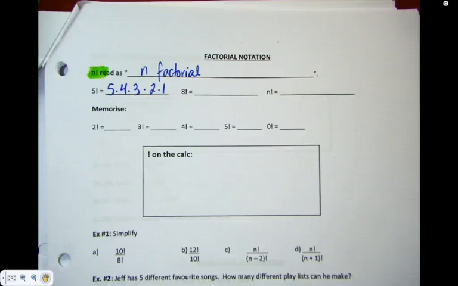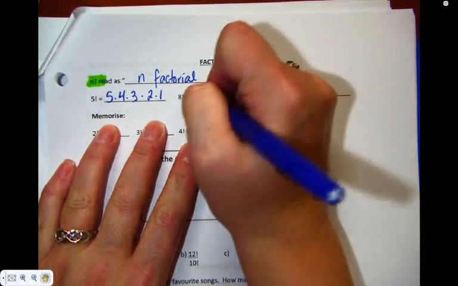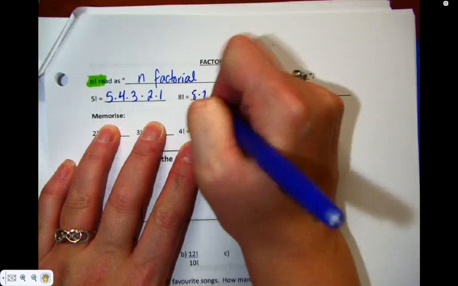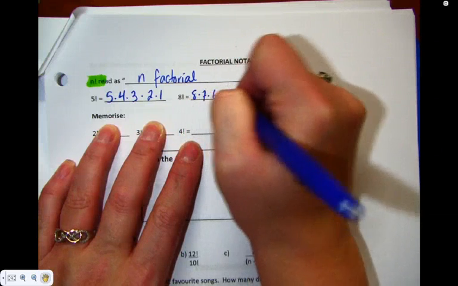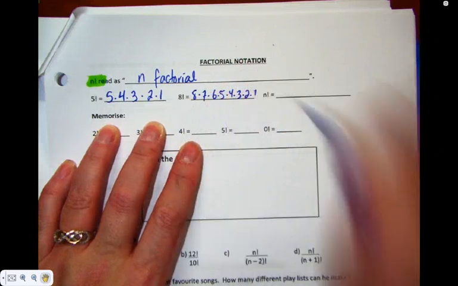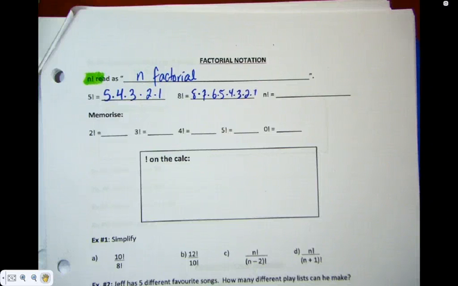What do you think 8 factorial means? 8 times 7 times 6 times 5 times 4 times 3 times 2 times 1. Again, just a shorthand because we're lazy people.